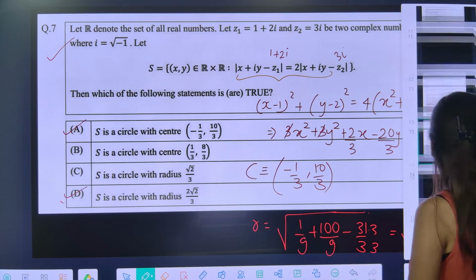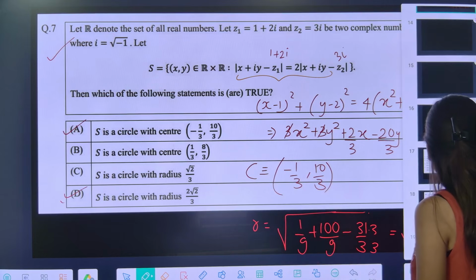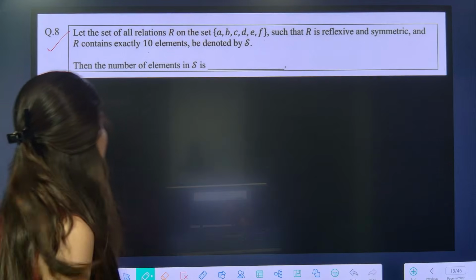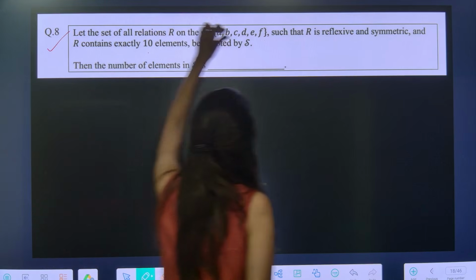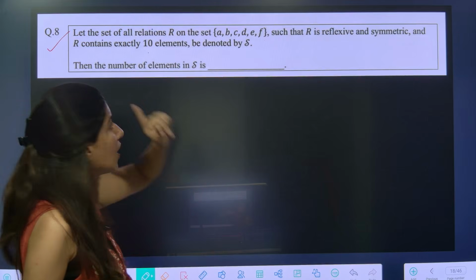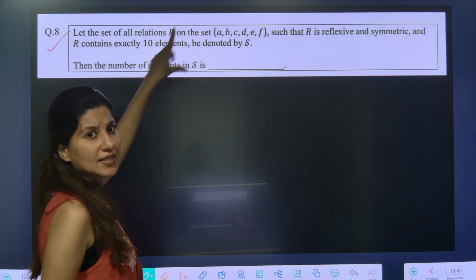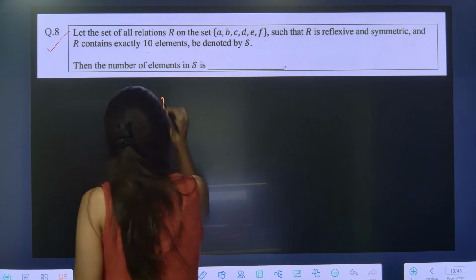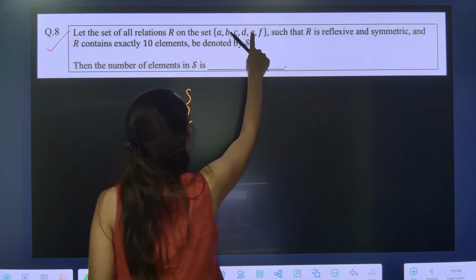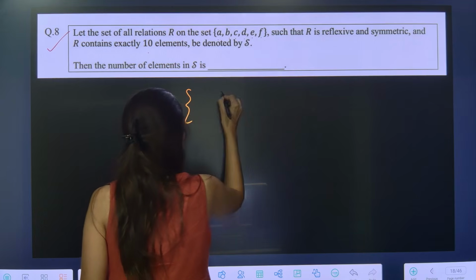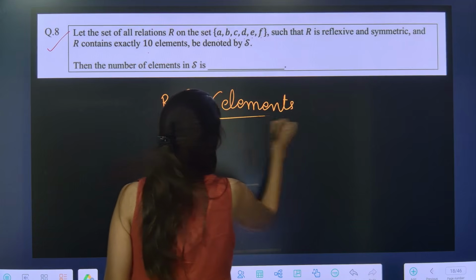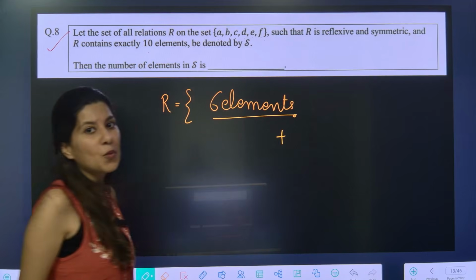So see, whatever we are selecting nicely now, we are able to do. Okay, the next question, relations. A relation R is reflexive as well as symmetric, and it contains 10 elements. Now think about it. Forget about this. You want to make any relation reflexive, that means it should have A comma A, B comma B, C comma C, D comma D, E comma E, F comma F. So 6 elements are fixed. They should be there without any debate. Now plus you need 4 more elements.